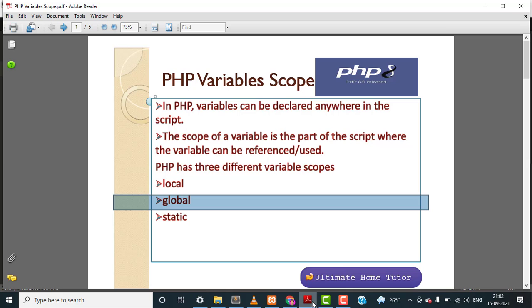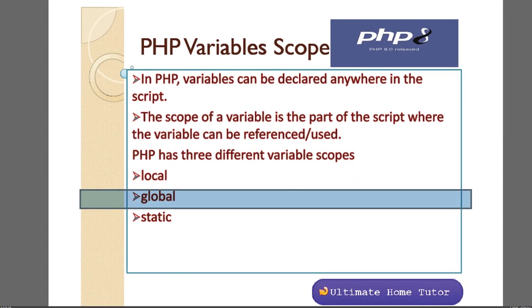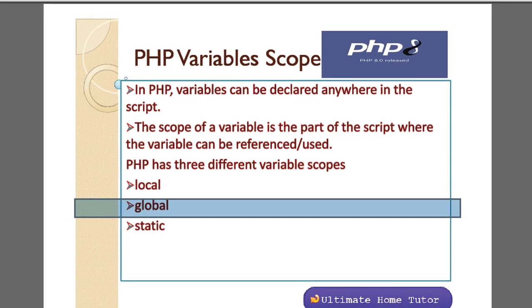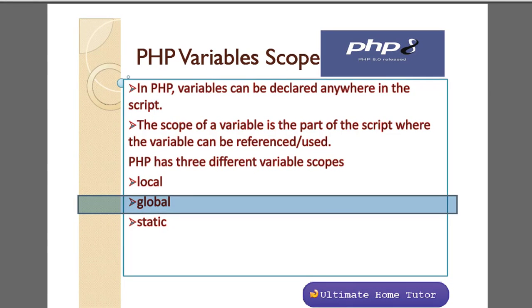Today we'll discuss PHP Variable Scope. PHP Variable Scope means what? Where we can use the variables, in which condition, in which location we can use the variable, that we call the scope. The scope means what? Where we can write.